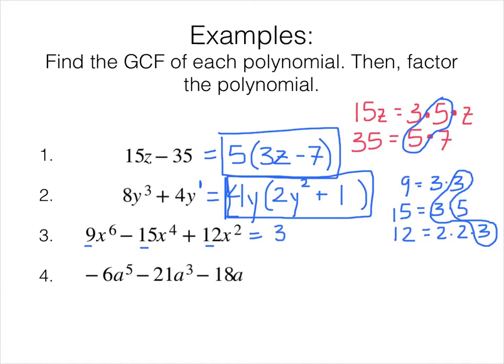What about the smallest exponent, smallest power of x? Well, you have here a 2, a 4, and a 6. So the smallest one they have in common is a 2. Factor out a 3x squared.